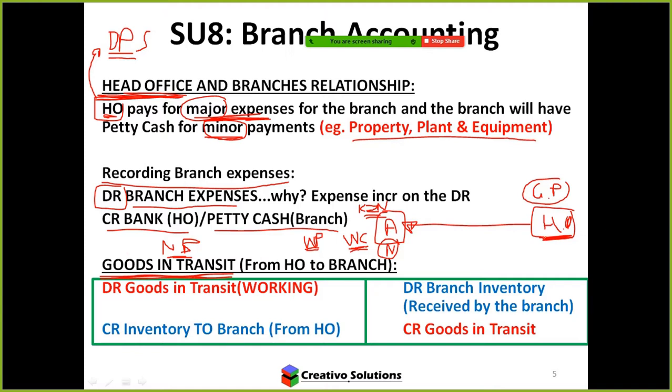Remember we said inventory at the head office is called what? Inventory to branch. Do you remember that? Yes. The inventory at the branch is called branch inventory. When you're delivering from head office, let's say it's in Gauteng, so Joburg and Pretoria, if the head office is in Joburg and you're delivering goods to Pretoria, that could be half an hour. So you would have debit branch inventory and credit inventory to branch. Does that make sense? Yes. Because the goods go there immediately.